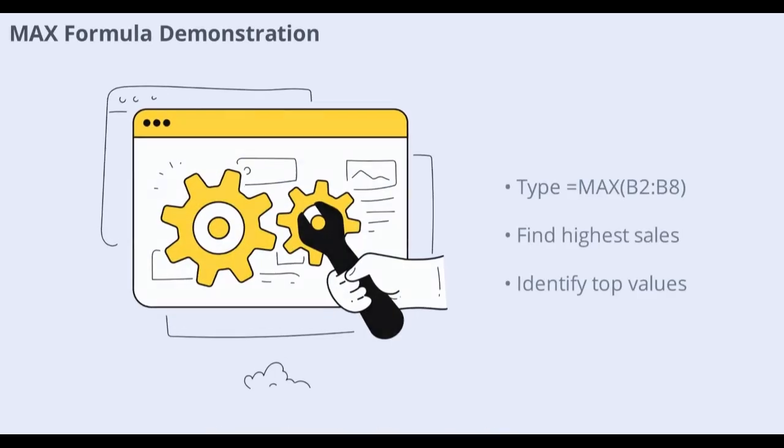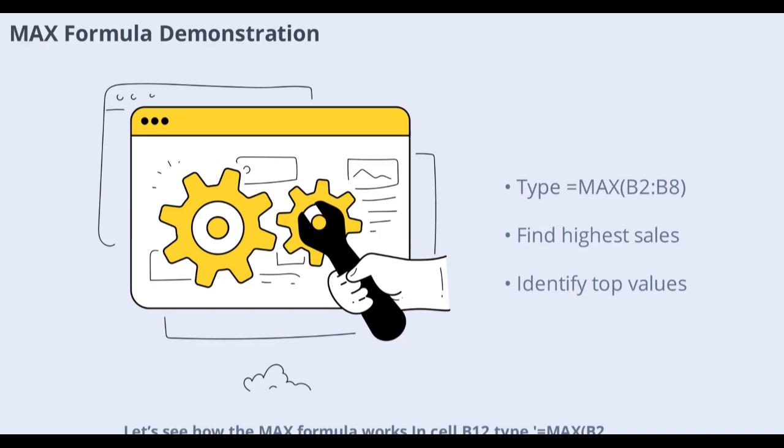Let's see how the max formula works. In cell B12, type =MAX(B2:B8) and press enter. Instantly, Excel shows the highest sales number from your data. This is useful for identifying top performers or outliers in your dataset, helping you focus on what's working best.